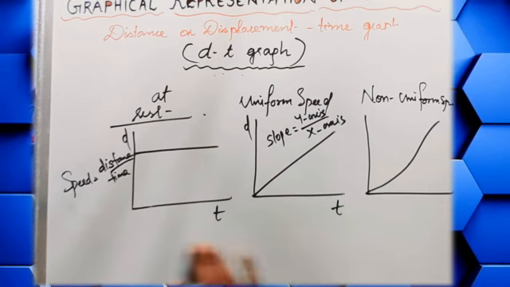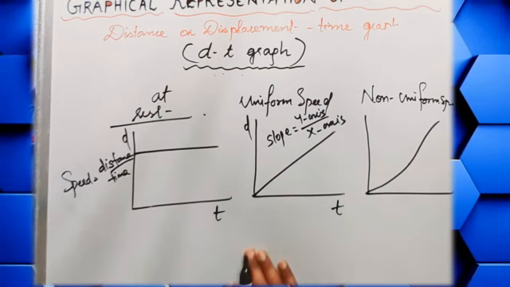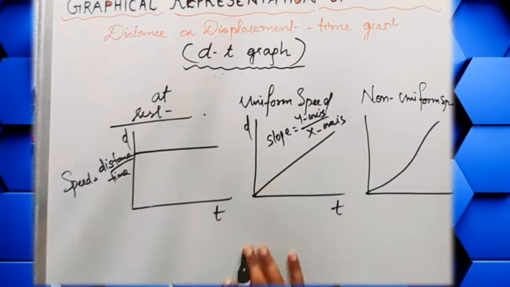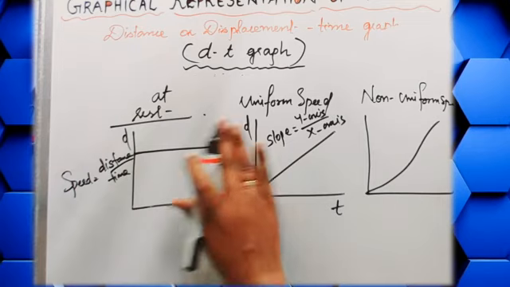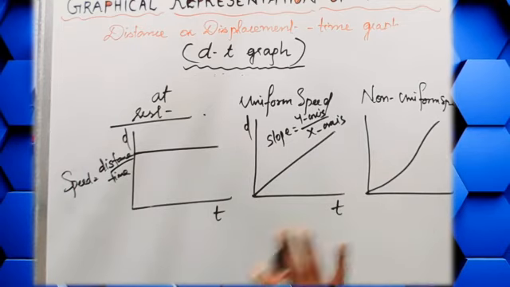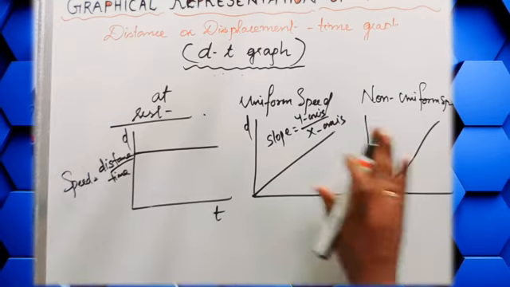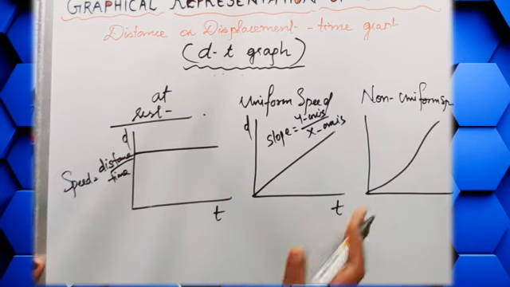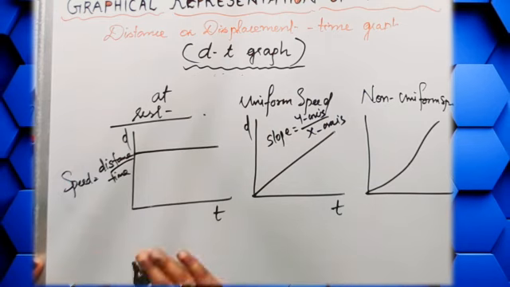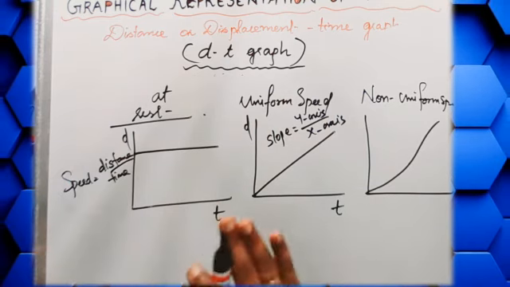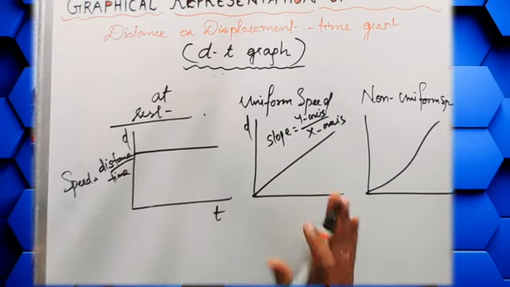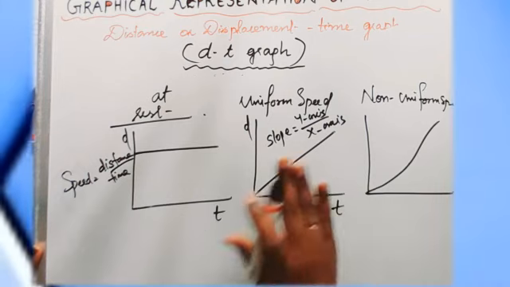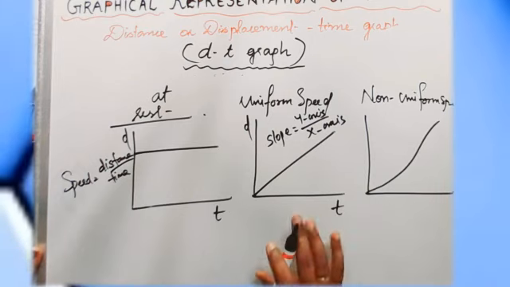Then these are the 3 conditions for finding the speed in DT graph: object at rest, object in uniform speed, object in non-uniform speed. These are the things you need to study for graphical representation of motion in DT graph. I explained with example. If you want to write the example in your note, you can write. Otherwise, just understand how to find the speed from particular conditions. Okay.